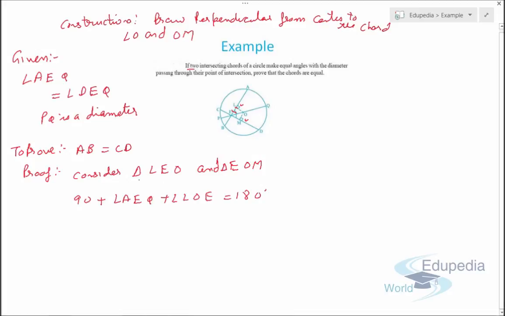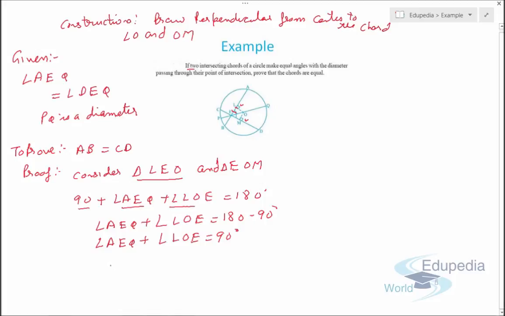Angle sum property, we consider triangle LEO. So angle 90 plus this angle plus this angle is 180. So we can say that angle AEQ plus angle LOE equals 180 minus 90. So angle AEQ plus angle LOE is 90 degrees, right? So we can say that angle LOE equals 90 minus angle AEQ, right?